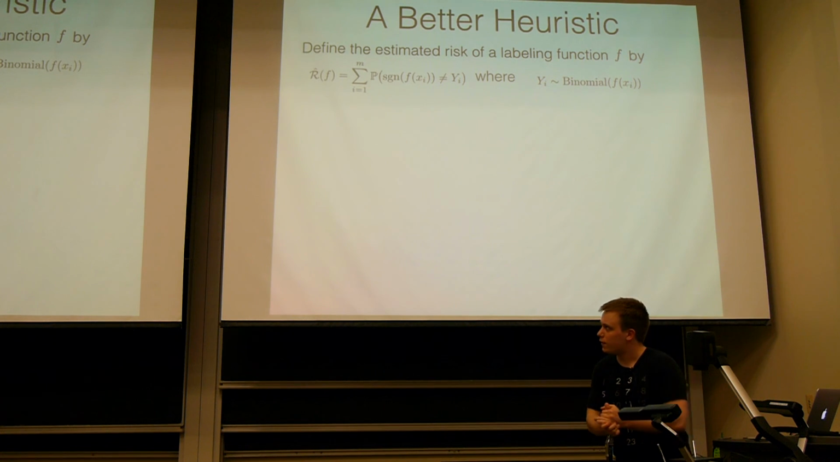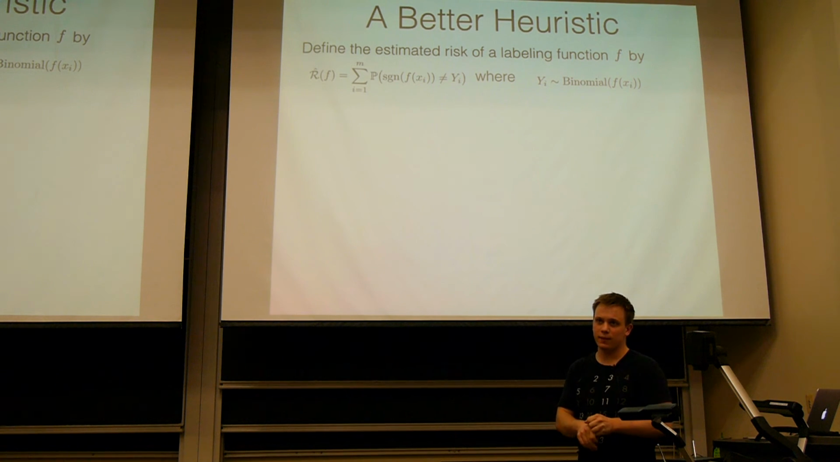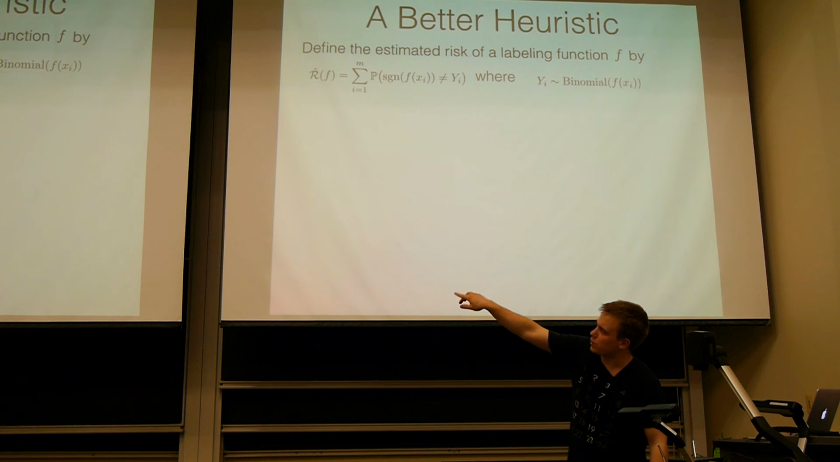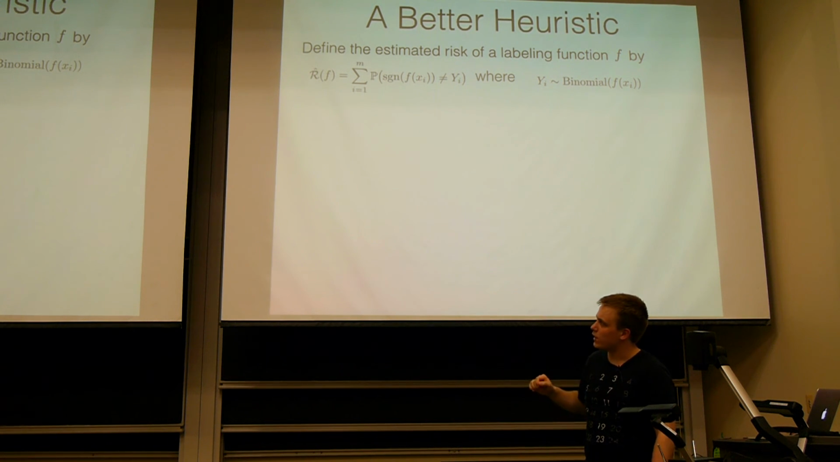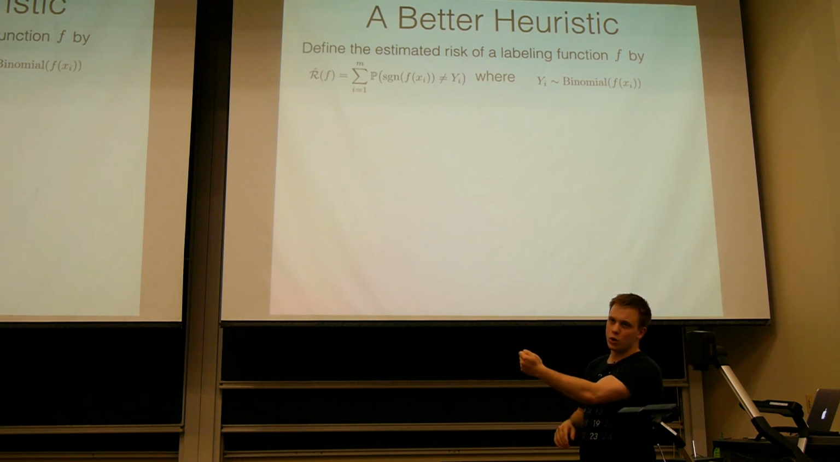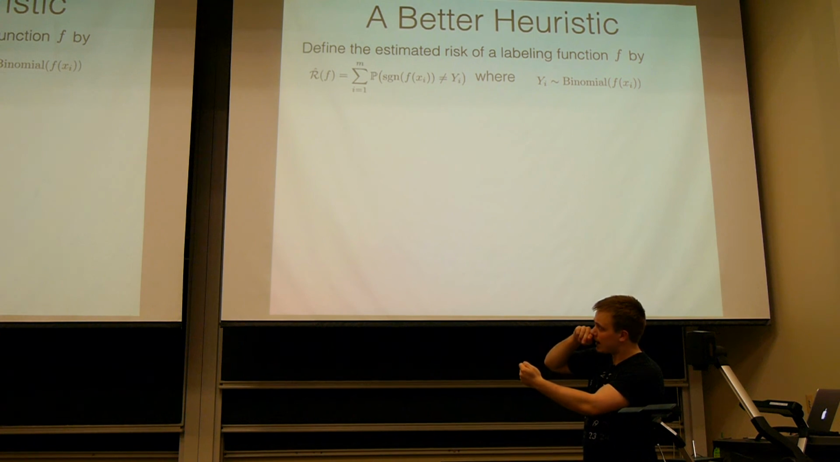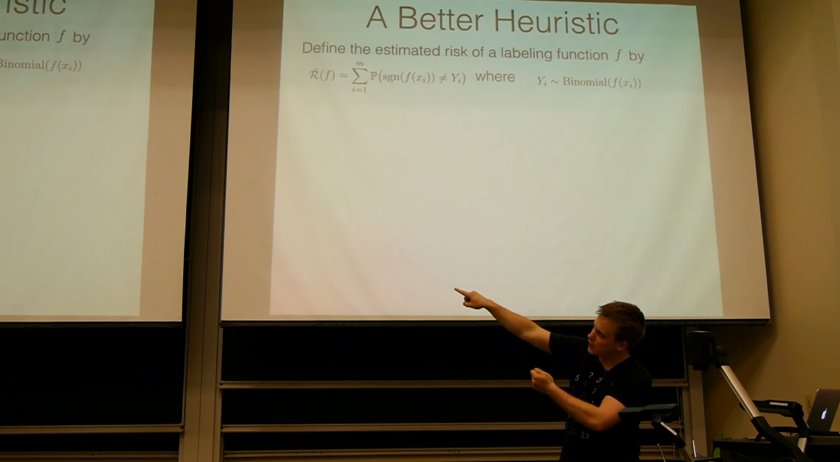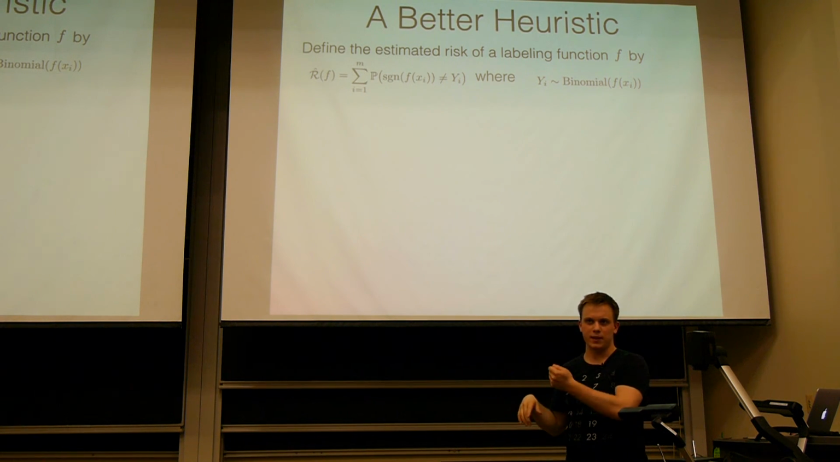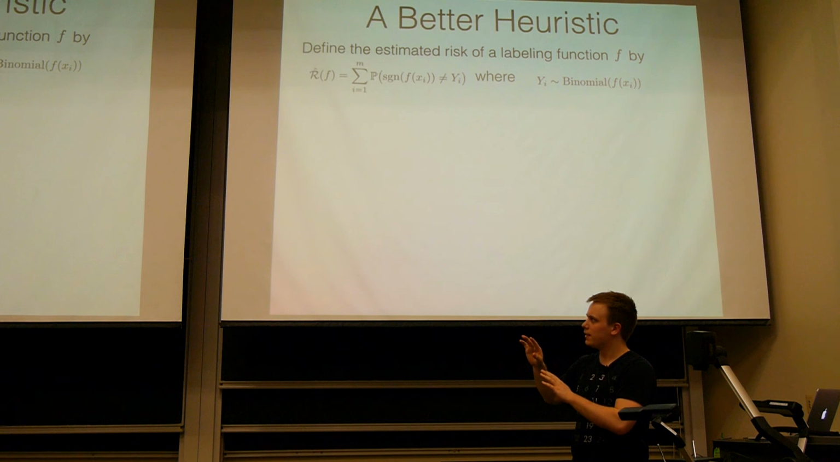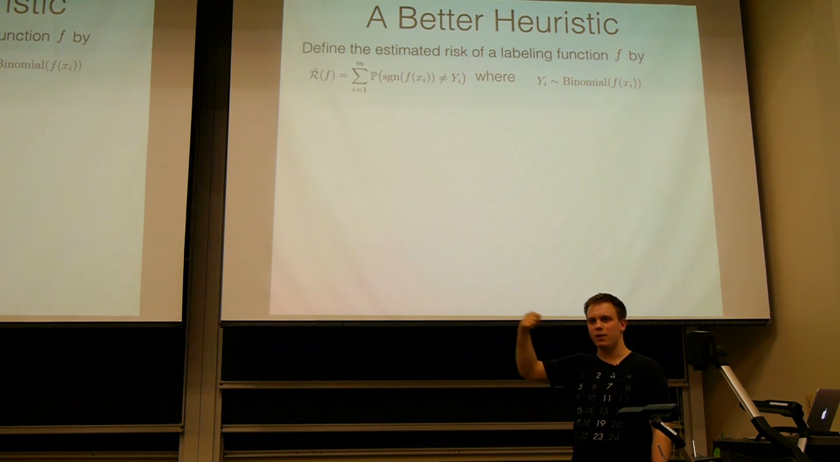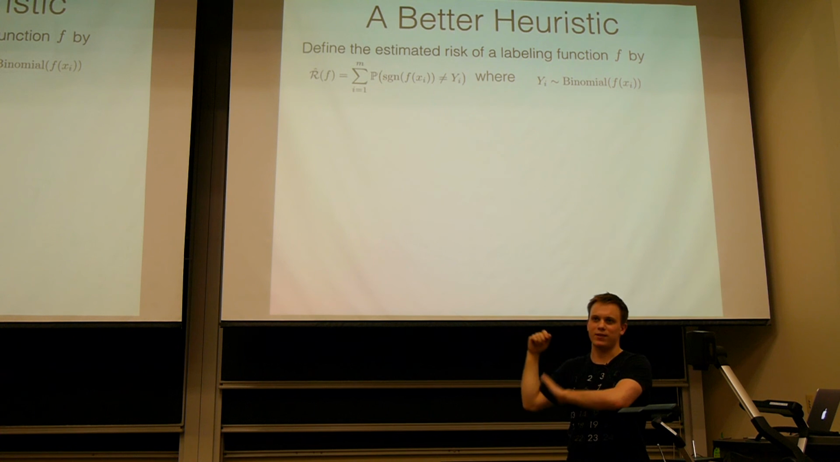So we're going to define the estimated risk of a labeling function f to be this expression on the left. This is actually a really simple thing. For each node in the graph, we're going to ask, what's the probability that... This sgn function is supposed to be the sign function. It's the function that takes a number, and if it's above 0.5, it sets it to 1, and if it's below 0.5, it sets it to 0.